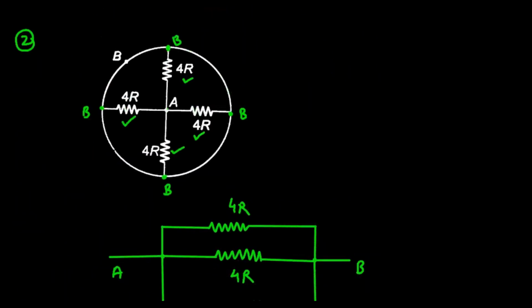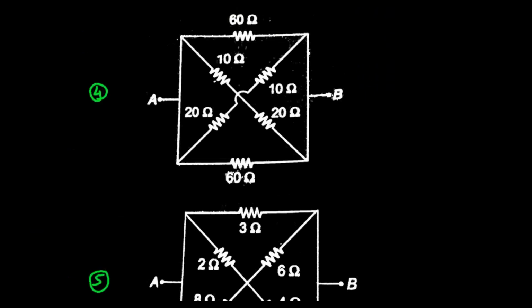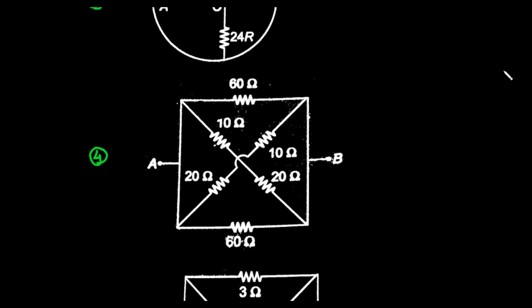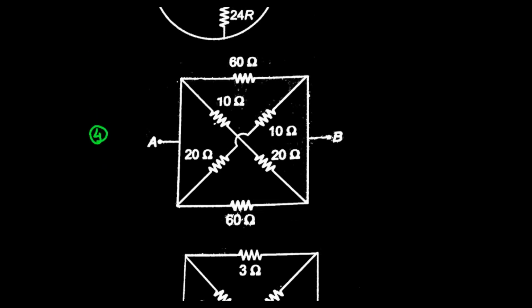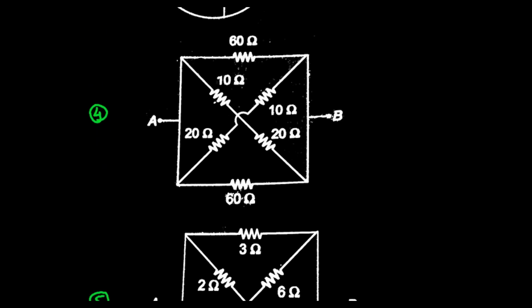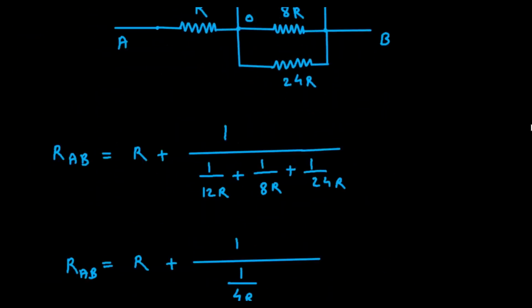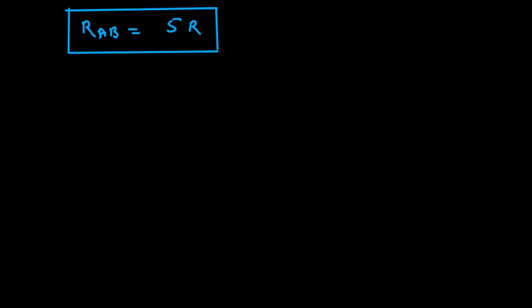Now next we will solve problem number 4. We have completed problem number 3. Next is problem number 4. So first of all, let's copy this circuit from here. Now we will write problem number 4. So let's take a different color. Let's say we will take this color. This is problem number 4.